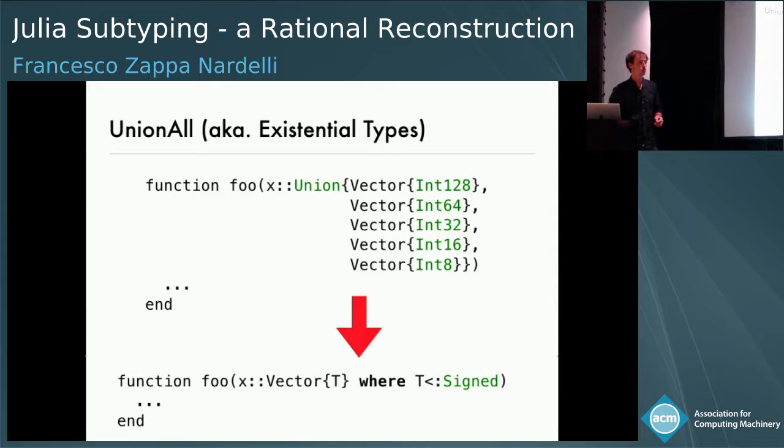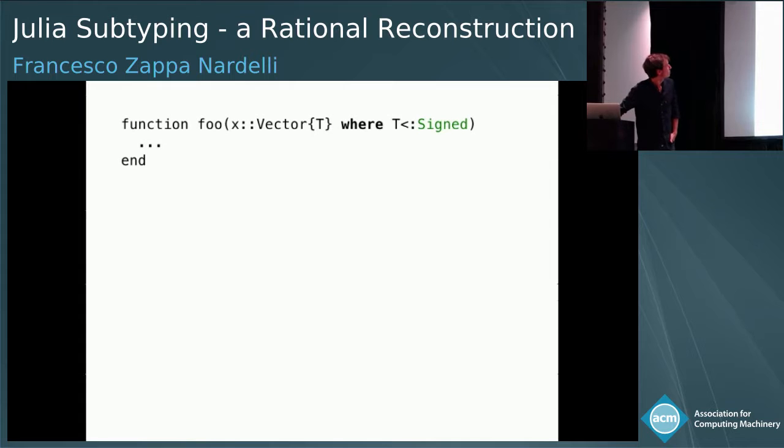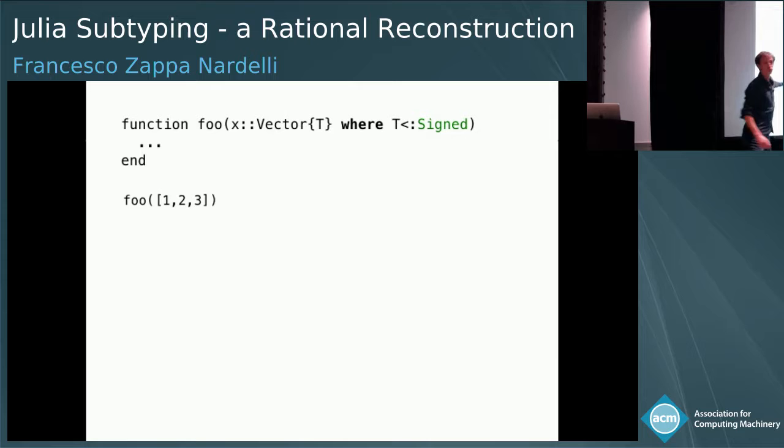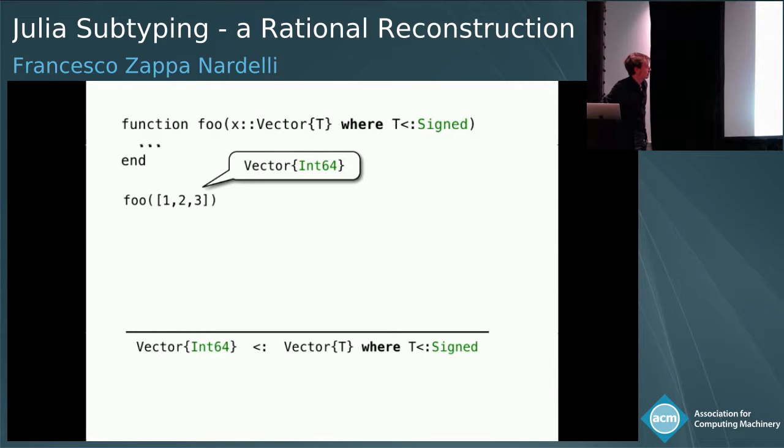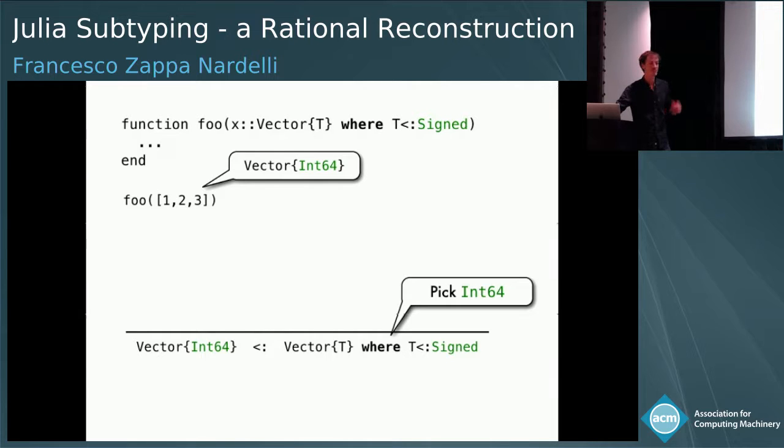To understand how subtyping works here, let's go again to a dispatch example. Let's take our previous function, and let's take an argument, foo of an array of 1, 2, 3. So this is a Vector of Int64, and let's try to build a subtype derivation. We have Vector{Int64} smaller than Vector{T} where T is smaller than Signed, and it is an existential type. Let's pick, cleverly, Int64 for T, and let's instantiate the type that we get. What do we get?